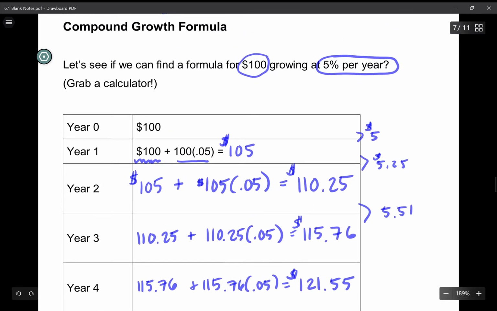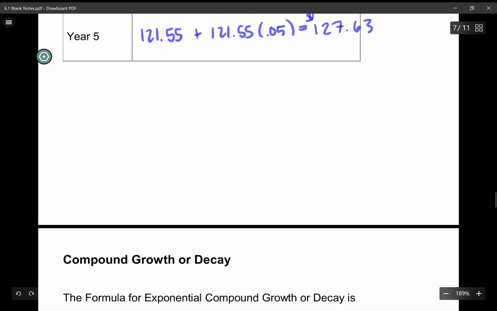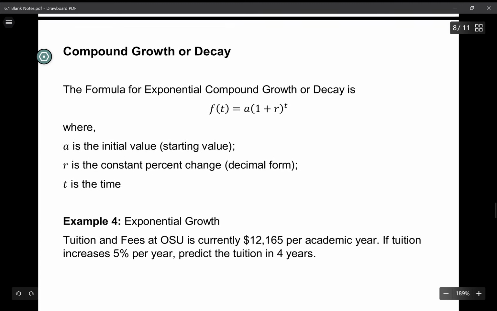So as I'm investing this money, I didn't bother to write down the amounts here, but you know they're going up. As I'm investing this money, I'm getting more and more interest each year. And that's the way exponential functions change. They change because you're increasing more each year, because when you take 5% of a larger value, it's a larger number.